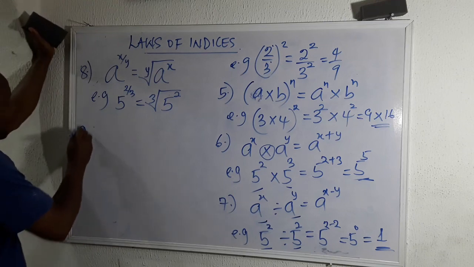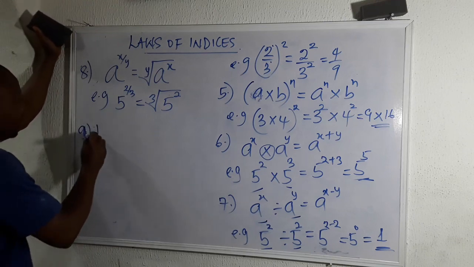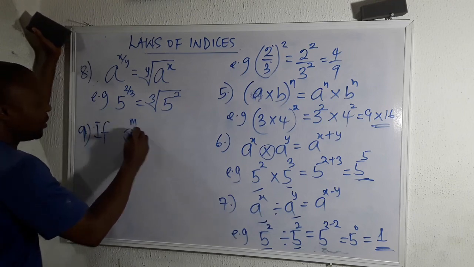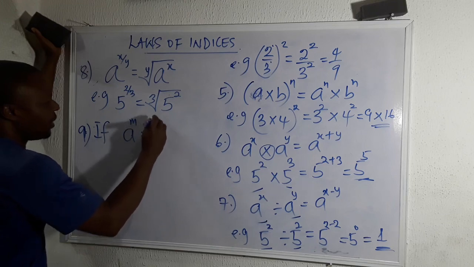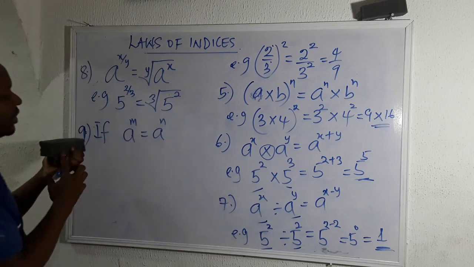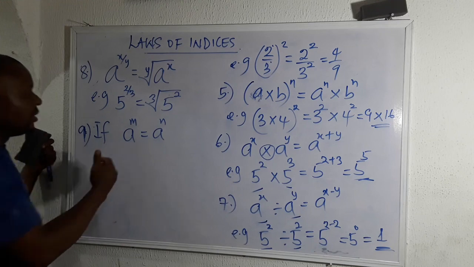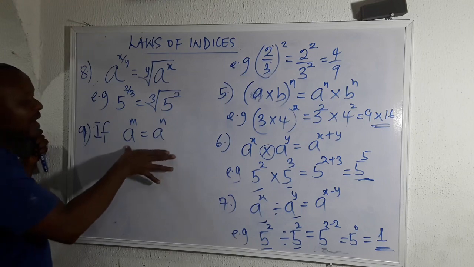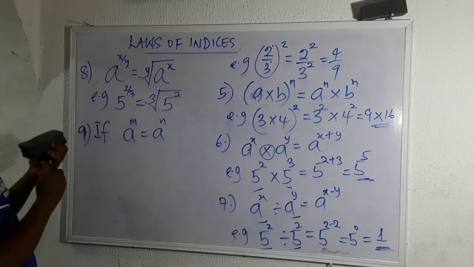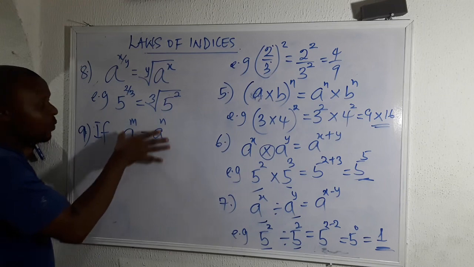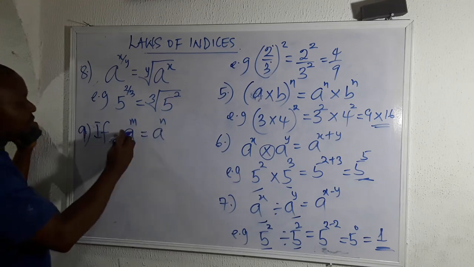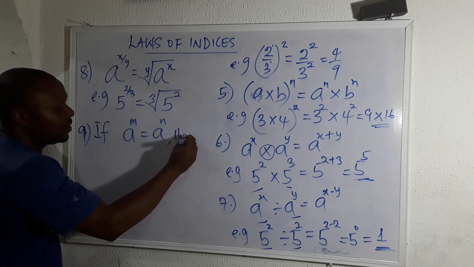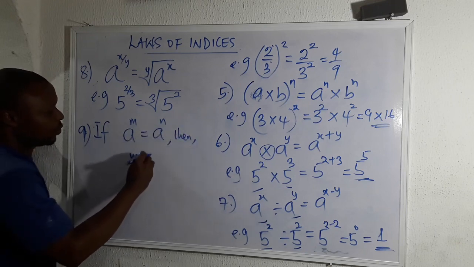Now I'll take this as number 9. That if a raised to power n is equal to a raised to power m. Now you can see that on the left hand side and on the right hand side, the base is the same, but the powers are different. Now if this happens in indices, what we do is that we forget about the base and we equate the power. If a raised to power n is equal to a raised to power m, then n will be equal to m.